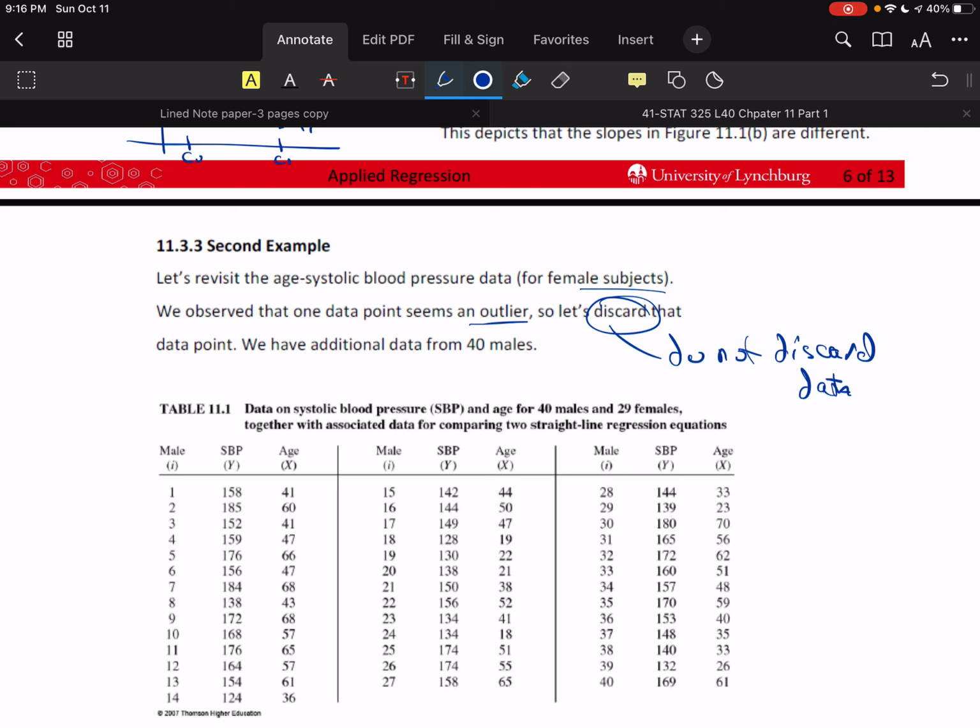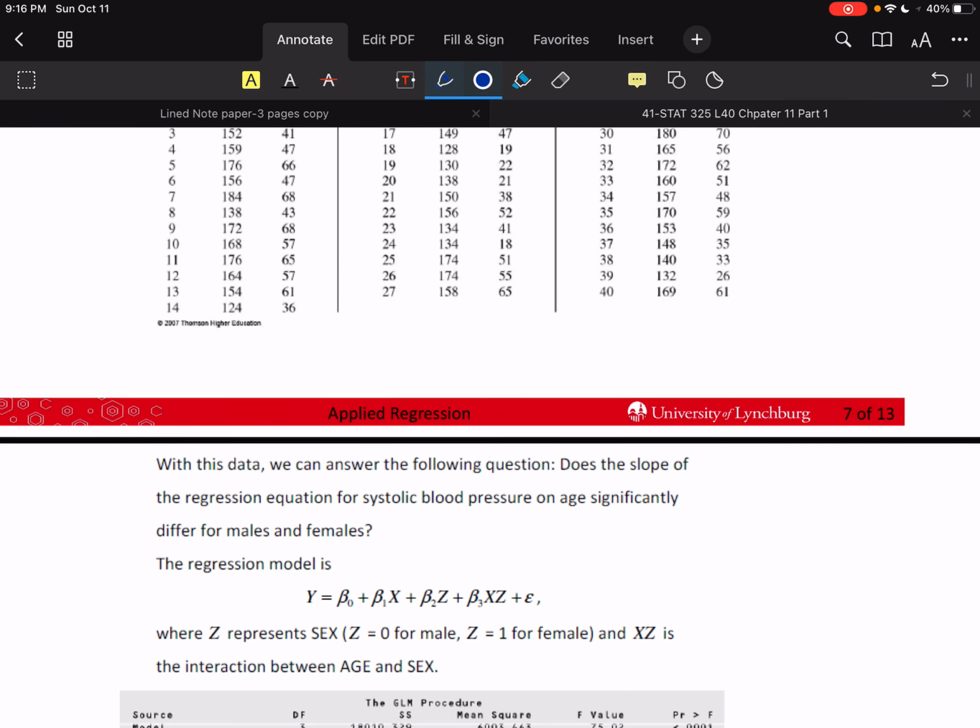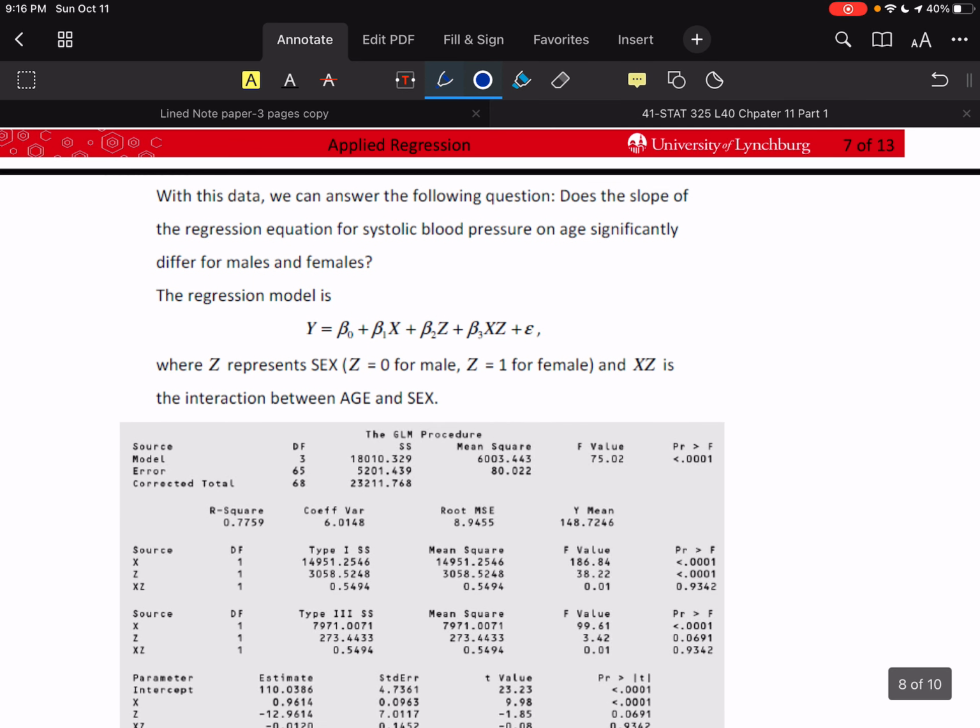It might be real data, and if you throw it away, you've lost information, and now your result is different. You can analyze it with the data point in there and then compare that to analyzing it without the data point in there, but never, ever throw away data unless you're positive and can prove that it's a mistake, okay? So just want to get that out there for you.